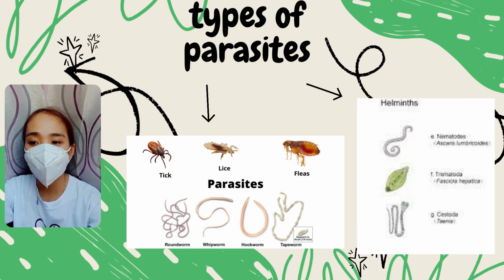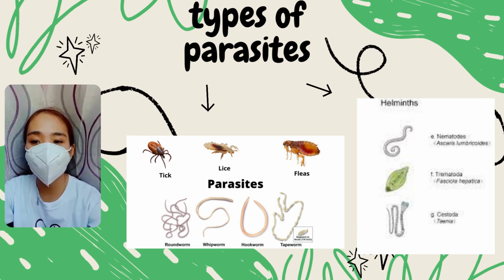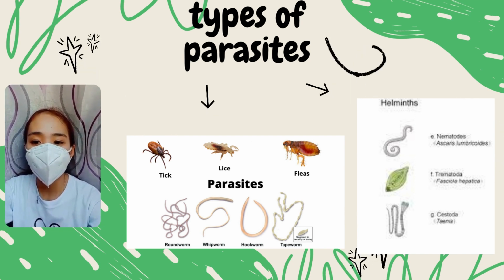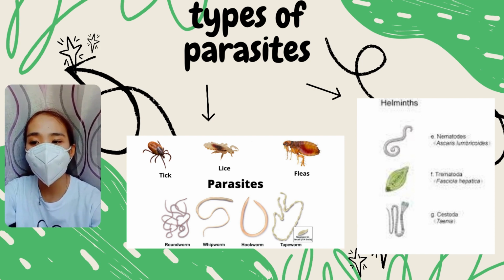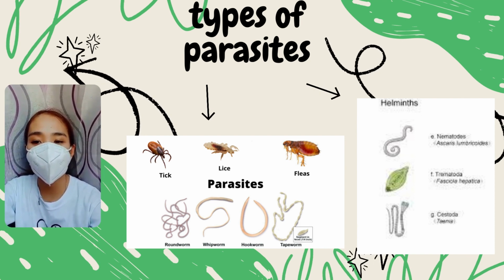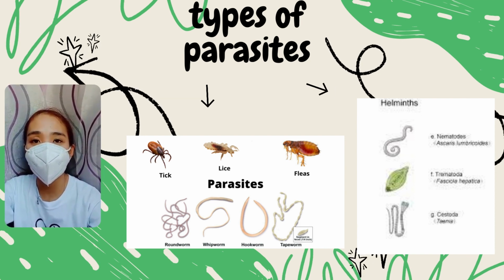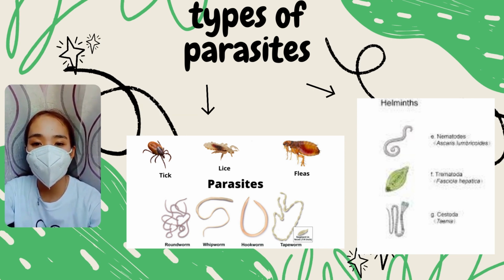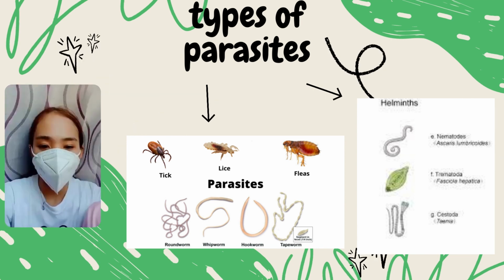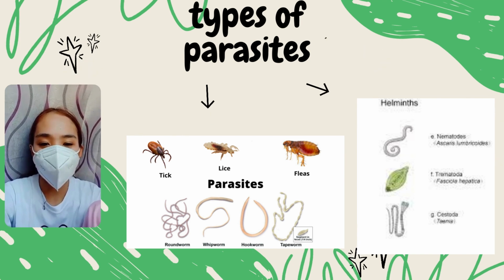The second one is endoparasites. Parasites that live inside the body of the host. Examples of this are helminths or worms. Invasion of the body by endoparasites is called infection and is the result of entry and multiplication of the parasite within the host. We also have the four types of hosts.